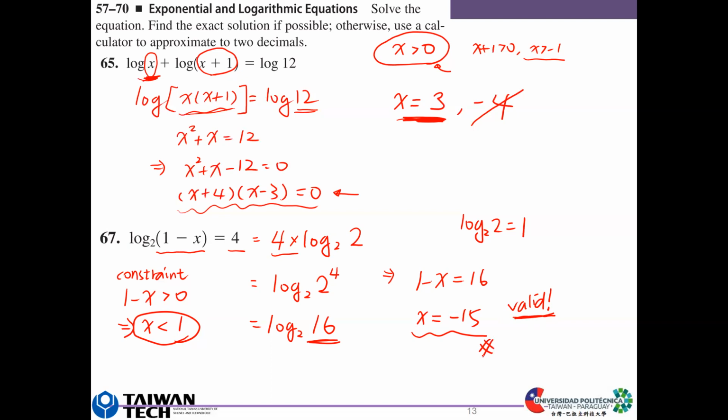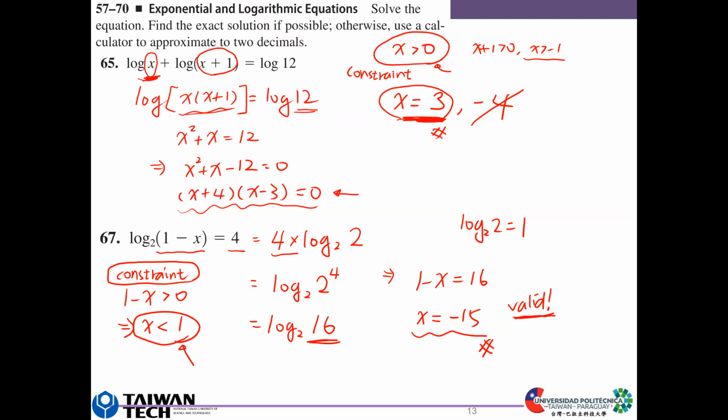X equals minus 15. Okay, so for this log function, we need to always pay attention to the constraint. This is the constraint. So this is the answer. Okay, any questions?